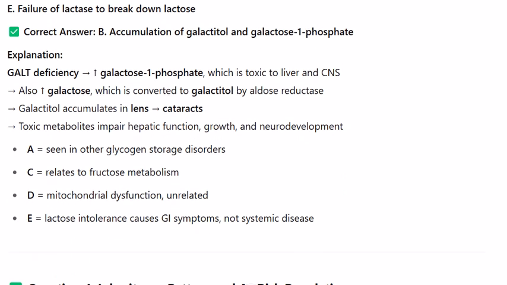A is seen in other glycogen storage disorders. C relates to fructose metabolism. D, mitochondrial dysfunction, is unrelated. E, lactose intolerance, causes GI symptoms, not systemic disease.